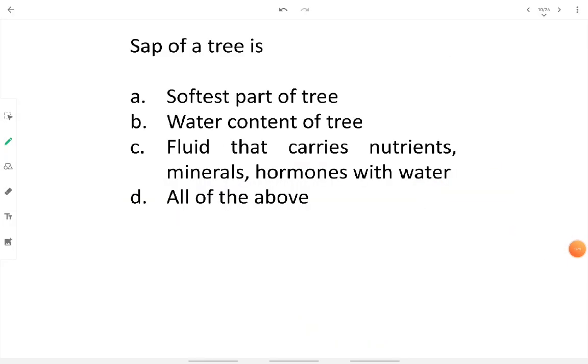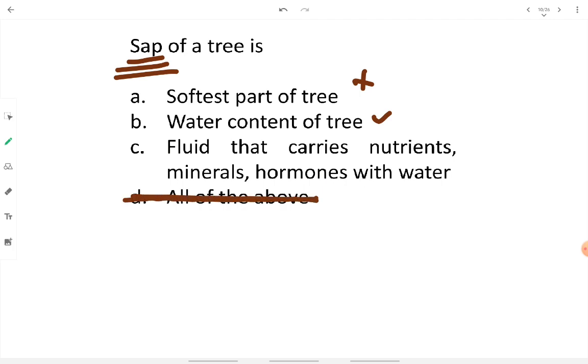All right, they are asking about sap, and let's see what the options are saying. Sap, is it the softest part of a tree? No. Is it the water content of the tree? Sort of. And option C is saying a fluid that carries nutrients, minerals, hormones of the tree with water. Yes, this is the most logical and correct option regarding the definition of sap. Since option A is wrong, we are going to directly cut all of the above.